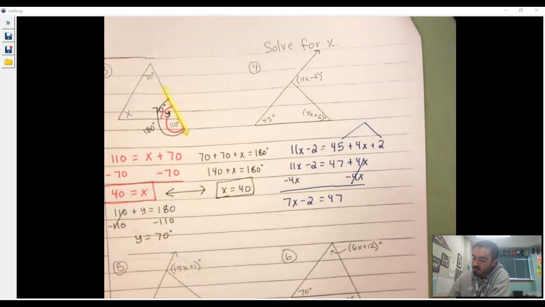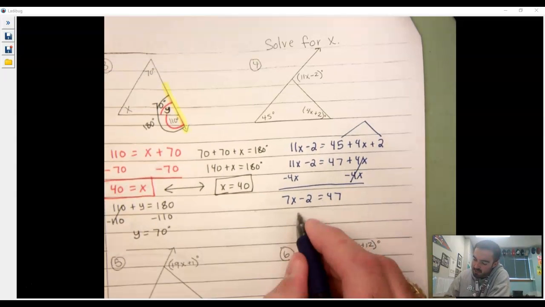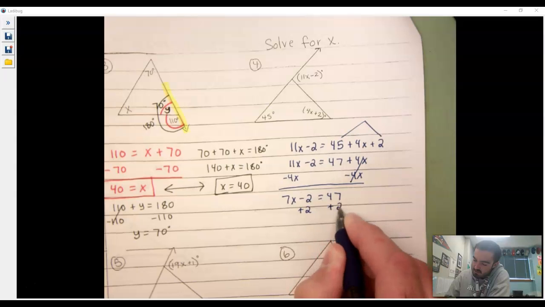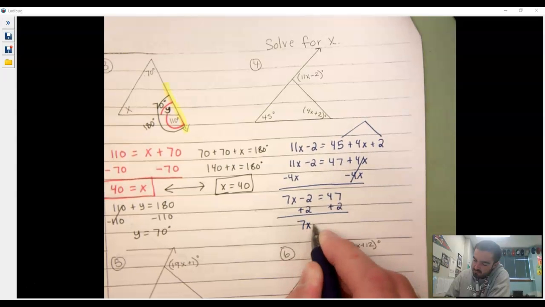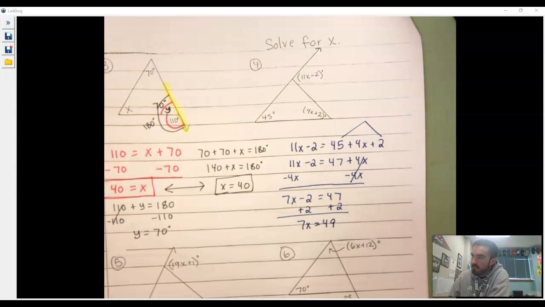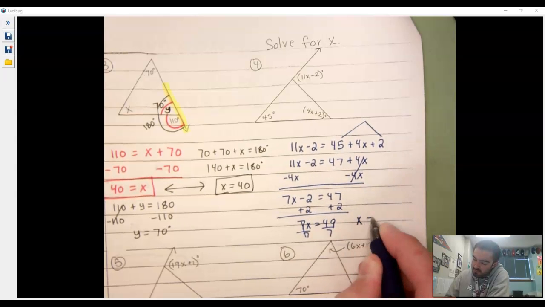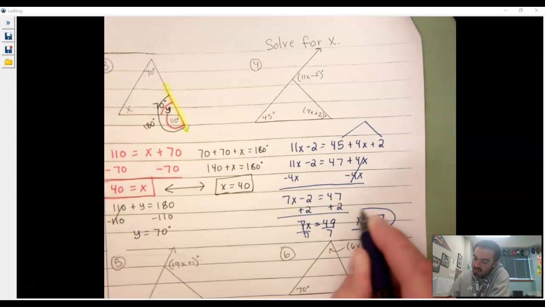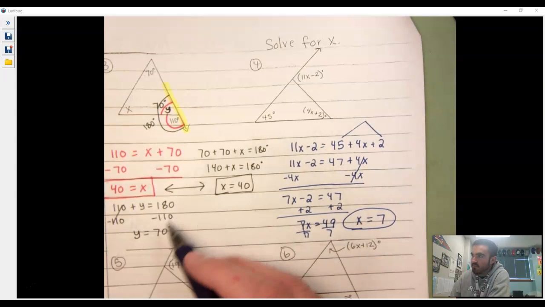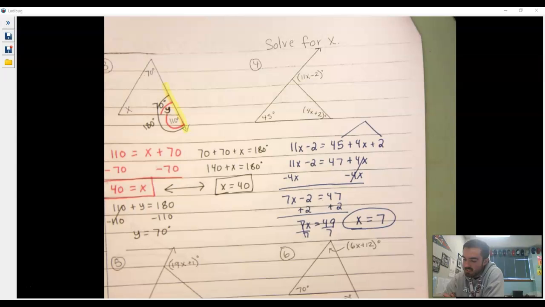I'm almost there. Now I want all my numbers on one side. So I would add 2 to both sides. 7x equals 49. Divide by 7. x would equal 7. Again, if you use this strategy that I used over here, we would come up with the same answer. Okay? x equals 7.